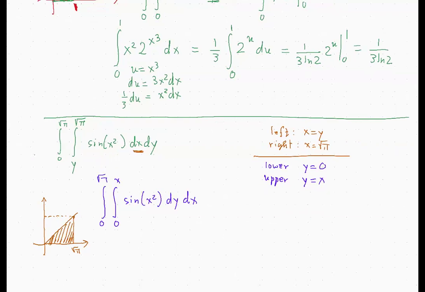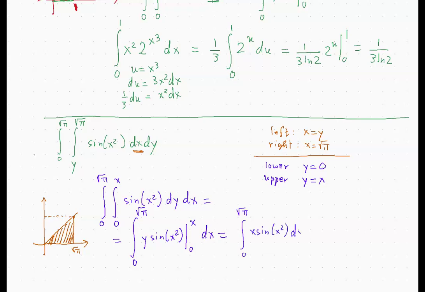Okay, so again, the antiderivative of sine of x squared, which is constant with respect to y, will be y times sine of x squared. And this will go from 0 to x. And you will have from 0 to square root of pi dx. And this will be the integral from 0 to square root of pi of x sine of x squared dx. And now everything has changed.